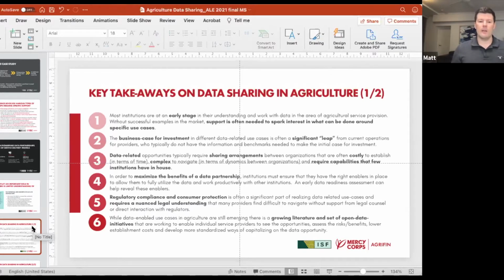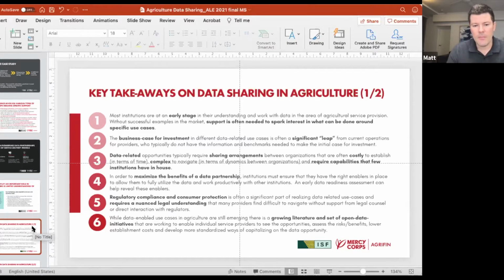Another big finding was that even for those organizations that had fairly good awareness of the data that they had and how it could be useful, making that next step to having a solid business case for investment is quite a significant leap, particularly in the absence of information and benchmarks needed to make that initial case. So what's the ROI in dealing with data? Because data is quite expensive, from collecting to storing to analyzing. There's a cost involved in using data. How do you make the case to senior management that investing in that is going to be a good investment?